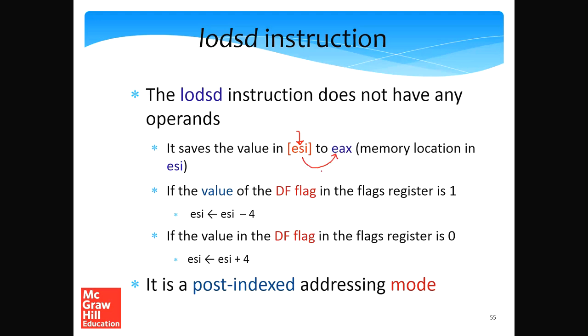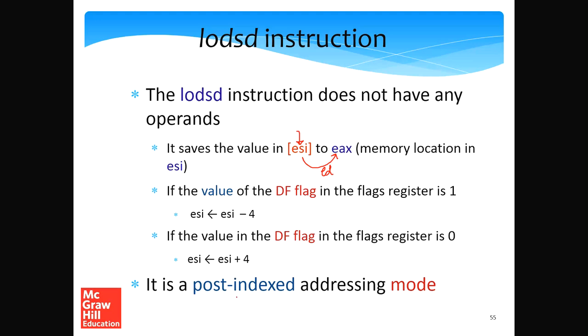So this is like loading. You're loading from memory with the address being the contents of ESI, right? The memory location is in ESI. And here also we change the value of ESI. If the value of the DF flag in the flags register is 1, then we subtract 4 from ESI. Otherwise, if the value of the DF flag in the flags register is 0, we add 4 to ESI.